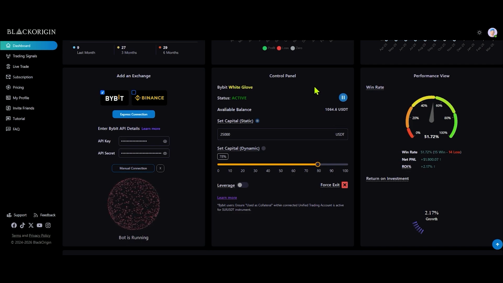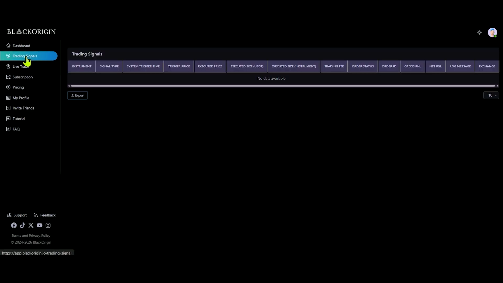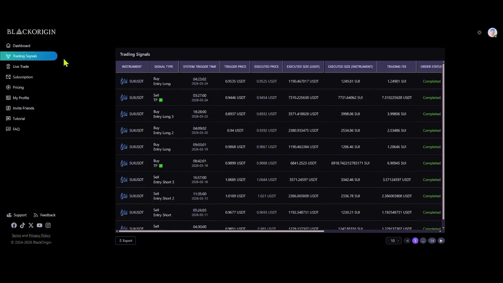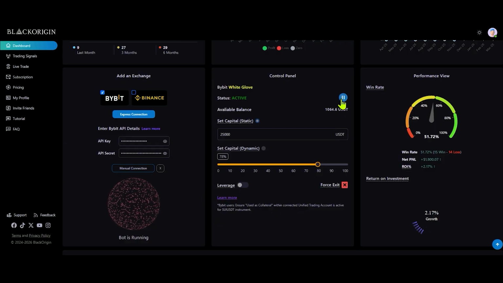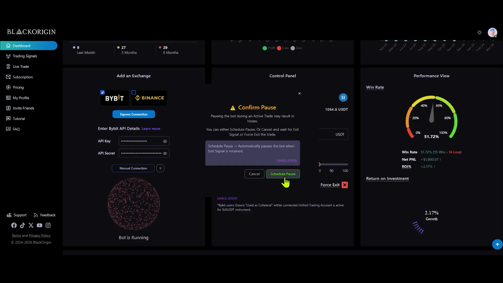Active trade by definition means when there is a trade open and the entry has occurred but there is no exit signal received yet. That can be checked via the trading signal page. By pressing the pause button during an active trade, user can schedule pause, which means when exit signal is received, then bot will be safely and automatically paused. The trigger of a scheduled pause will be logged in trading signal page.